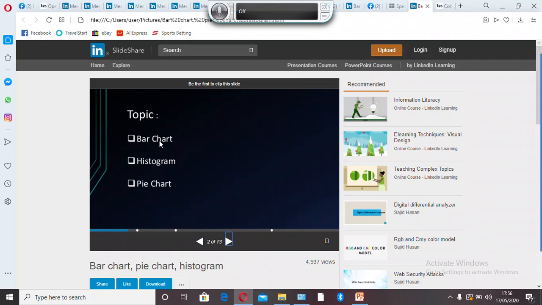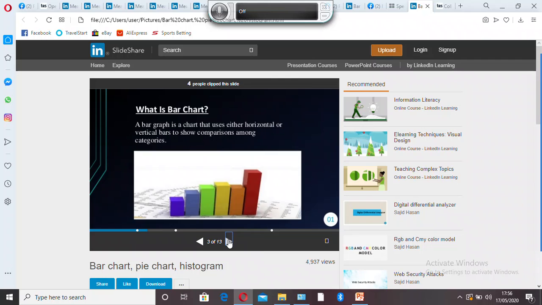Look at this. In the previous class, we treated mean, median, mode, range. We've talked about statistics. You understand the definition of statistics. So today we want to look at bar charts, histogram, and pie charts. So what is a bar chart? A bar graph is a chart that uses either horizontal or vertical bars to show comparisons among categories.